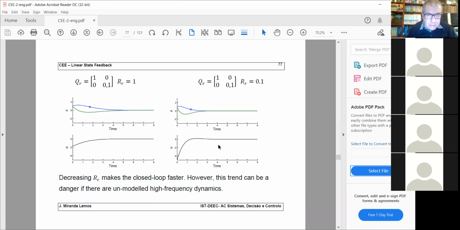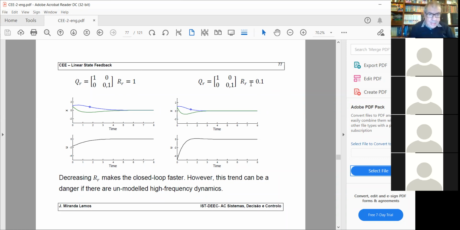Actually, you can compute exactly the closed loop poles in both cases. We will study that later. But playing with R, with this matrix R, allows you to control how aggressive your controller is. So if you have some saturation limit, you increase R so that you don't reach that saturation. And at the same time, it makes the system faster when you decrease it.